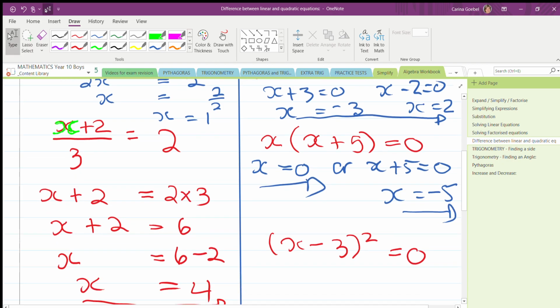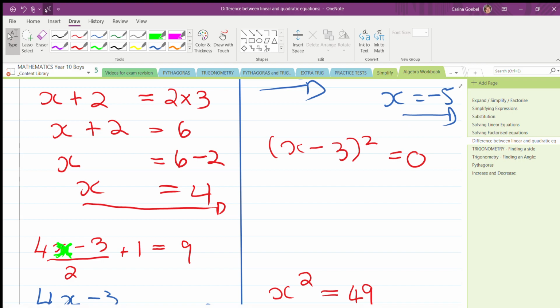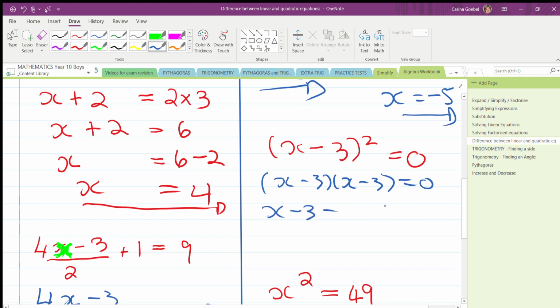Okay, looking at the next one, this bracket is squared, so therefore it's just repeated twice. So we can write it like this. It's going to be the same answer. It has two solutions, but the solutions are just the same. So it still has two solutions, but they are the same.